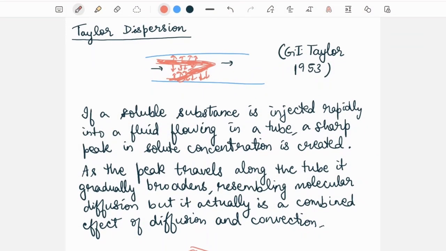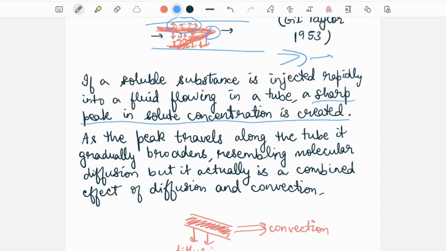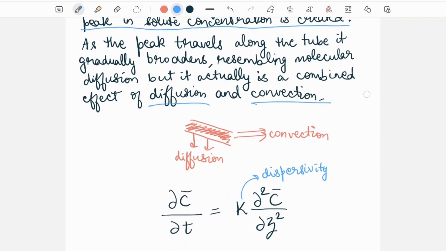So with that background, we'll try to solve a question using the similarity method. As described, if a soluble substance is injected rapidly into a fluid flowing in a tube, a sharp peak in the solute concentration is created, which is this. As the peak travels along the tube, it gradually broadens, which are these arrows. It's not just, as we said, the peak moving along. That's not what happens. And this resembles molecular diffusion, but this is actually a combination of diffusion as well as convection.